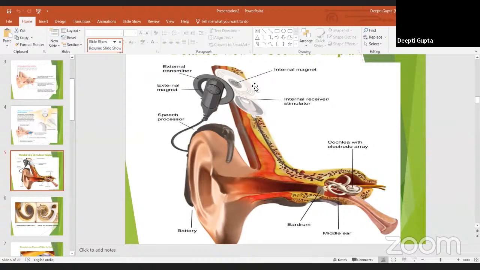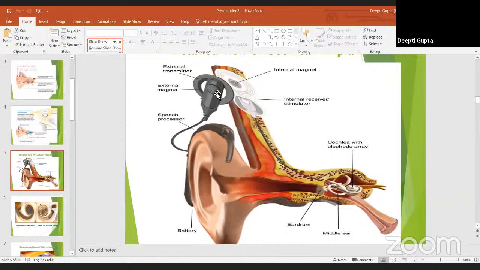We can see simply also that the internal part of the implant also has a magnet, because both these parts are combined together. This is inside the skin, or we can say inside the inner part of the ear, and this is behind the ear. This part is behind the ear after the skin, so that they can hold it properly, and the processor will not fall. So we are using a magnet.